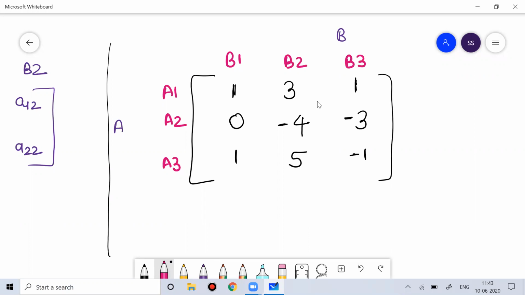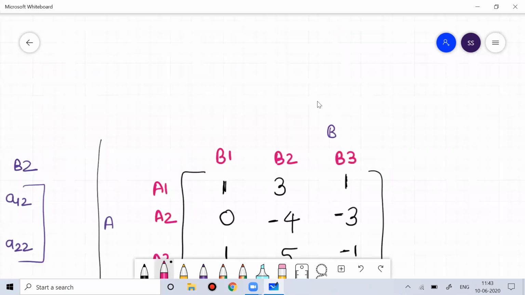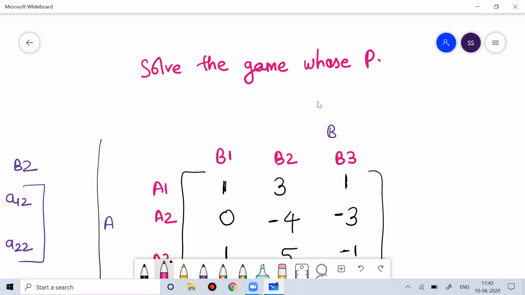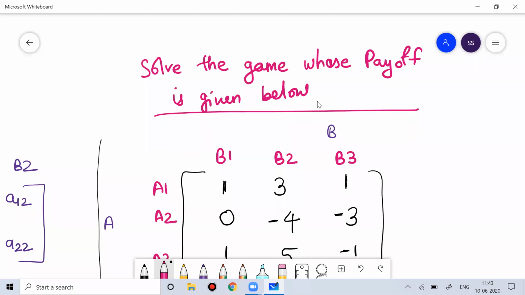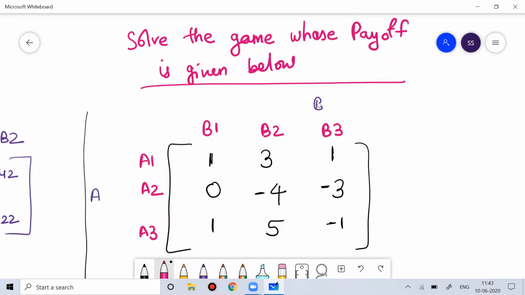In the exam, you will get a question like this. The question would be: solve the game whose payoff is given below. So this is the problem.